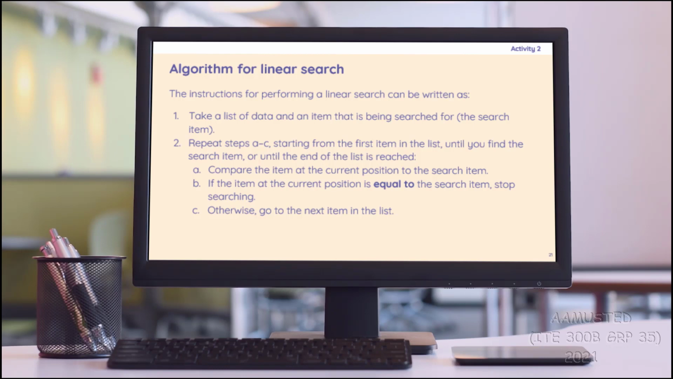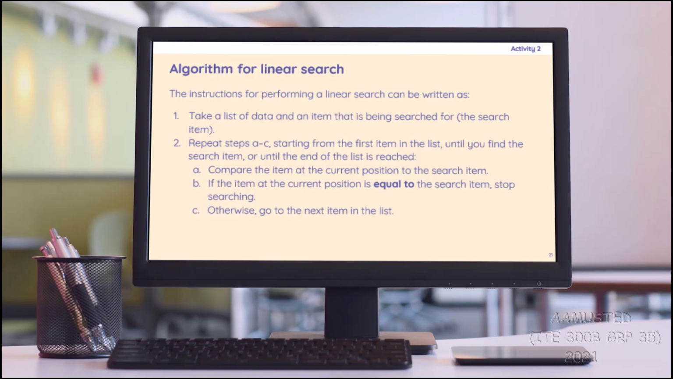Alright, so we continue. These are the steps in implementing linear search. The instruction for performing a linear search can be written as 1. We take a list of data and an item that is being searched for. In the example that we did above, the list of data are the numbers under the caps, and the data we are looking for is the number 126.